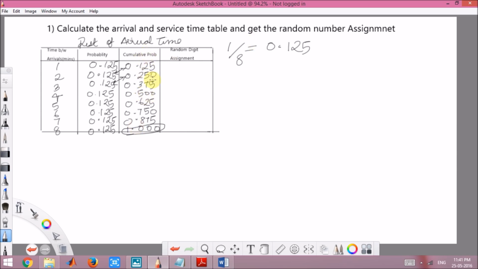So now with calculating the cumulative probability, we can assign the random number associated with each arrival time. So as we said, random numbers last from 0 to 125. Similarly, 125 cannot come here. So it is 126 to 250. Right? And similarly, this will be 251 to 375, 376 to 500, 501 to 625, 626 to 750, 751 to 875, and finally 876 to 1. So anything above that comes here. Okay. So with this we get the random digit assignment. This particular column will tell me where the random digits lie.